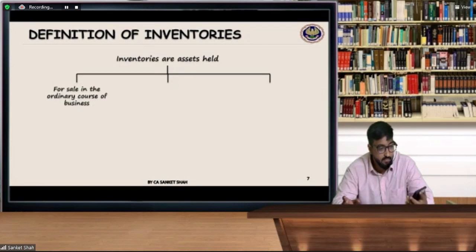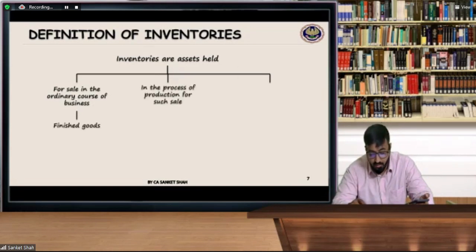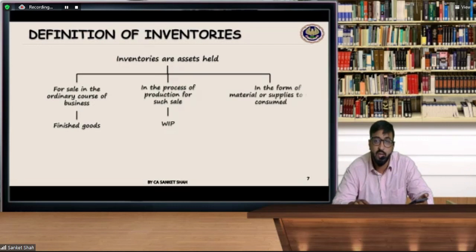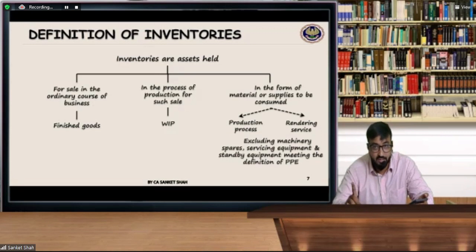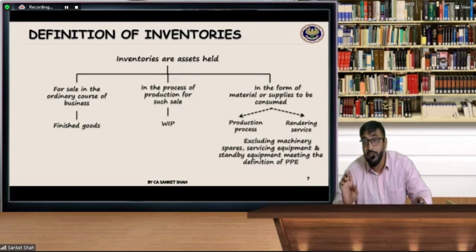Next one. Second: assets in the process of production for such sale means WIP. In simple language, it is WIP. And what is the third one? In the form of material or supplies to be consumed, which means raw material, in the production process or in the rendering of services. Excluding machinery spares. Remember, machinery spares, service equipment and standby equipment which meet the definition of PPE, property, plant and equipment, will be covered in Accounting Standard 10. So, beta, please ignore this part.